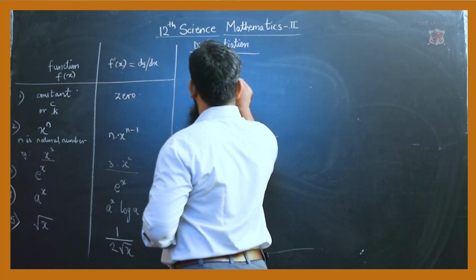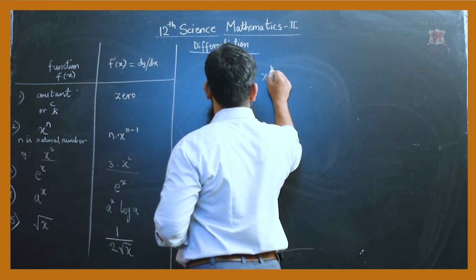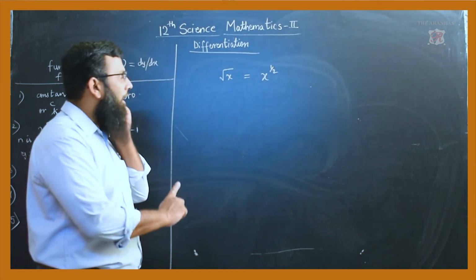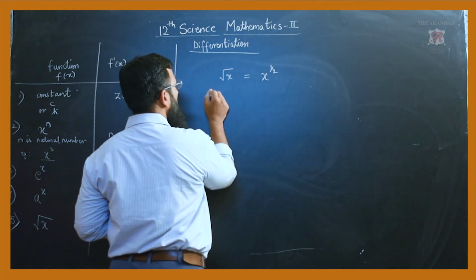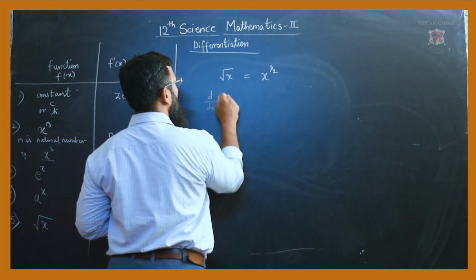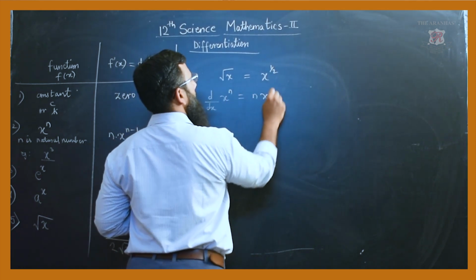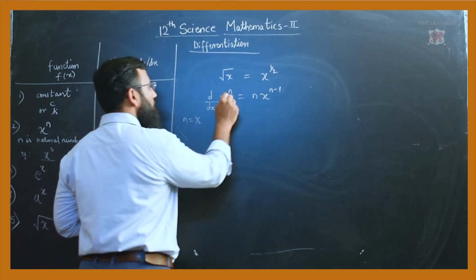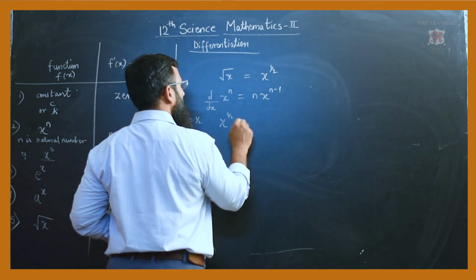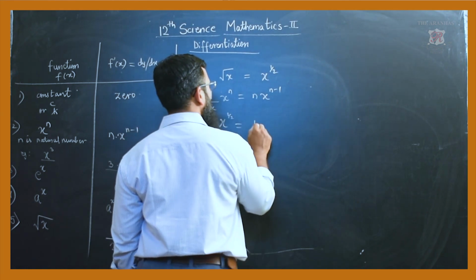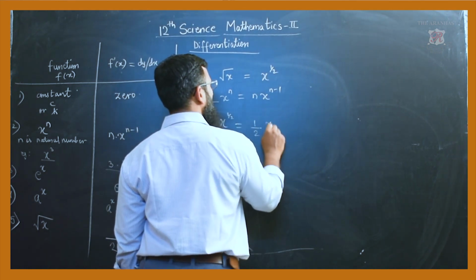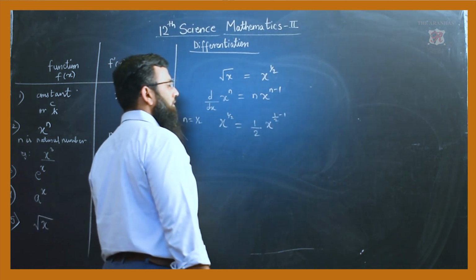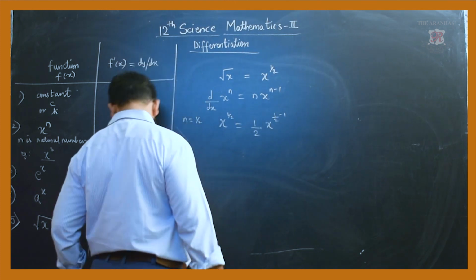It's simple. Root x can be written as x raised to half, where n is half. So in that case, the derivative of x raised to half will be half x raised to half minus 1.